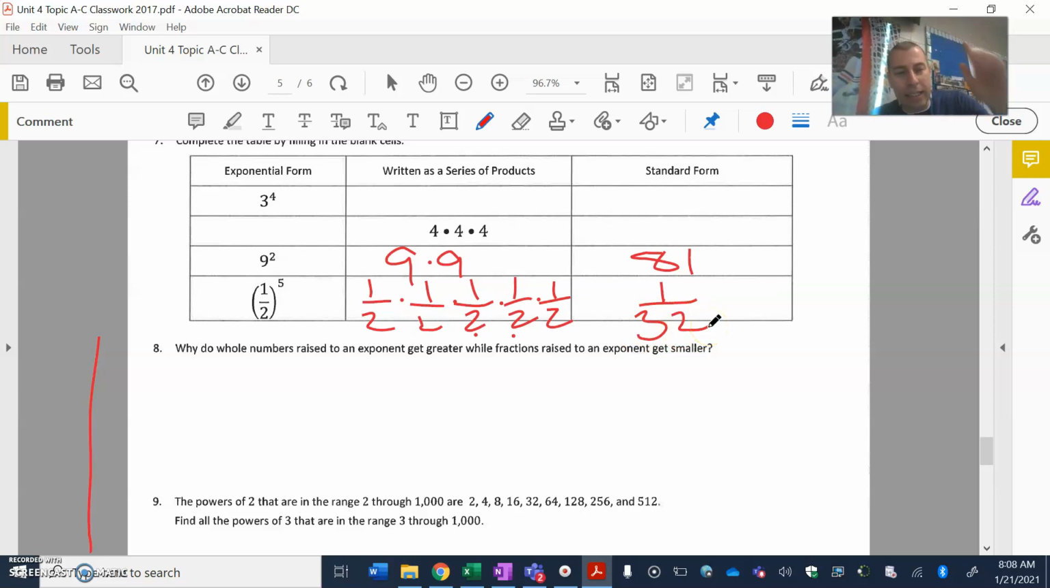Again, you can fill in the other two that are there. Pause it if you want to, so you can kind of keep up with what's going on here.